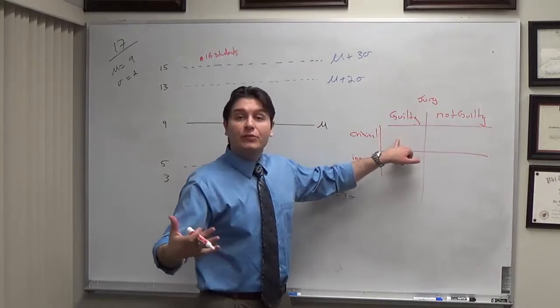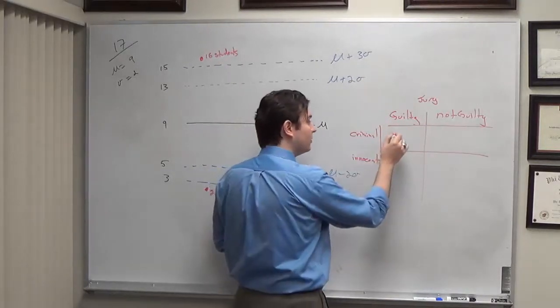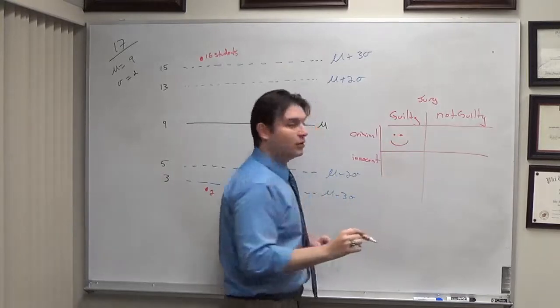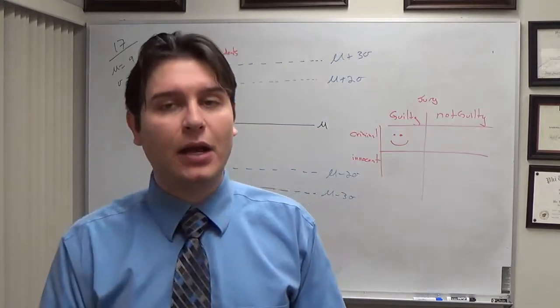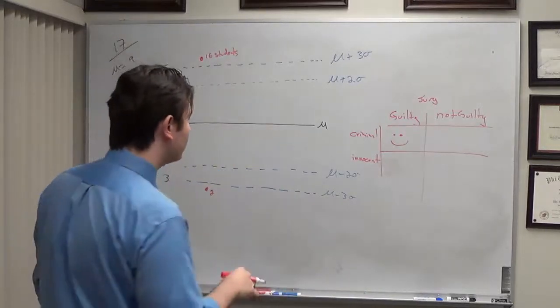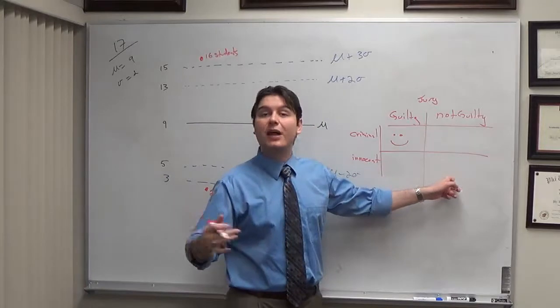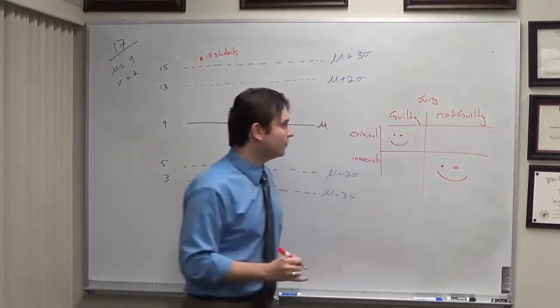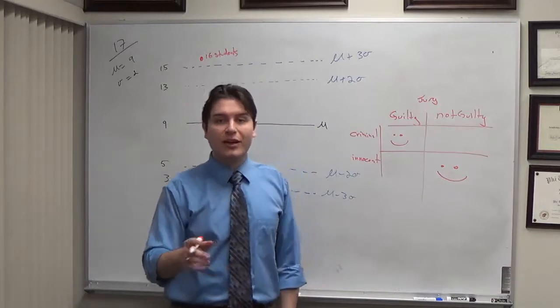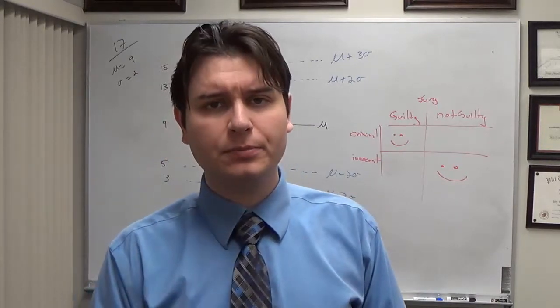If they were actually in real life a criminal and the jury voted them guilty, this is a good thing for society. We've correctly identified the guilty person and now we can determine a punishment. If the person's innocent and did not commit the crime and the jury says not guilty, this is also a good thing for society. We have correctly said, no, actually you did not commit the crime and therefore you don't deserve punishment.